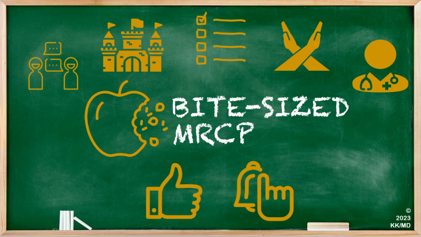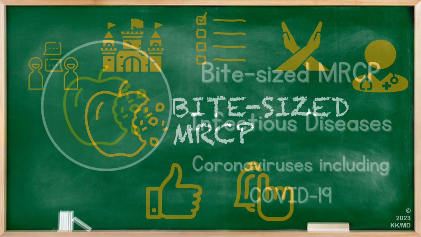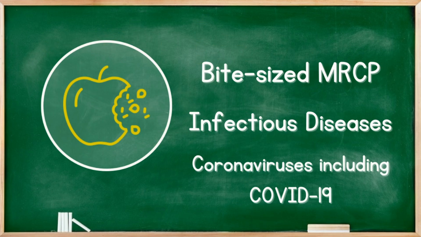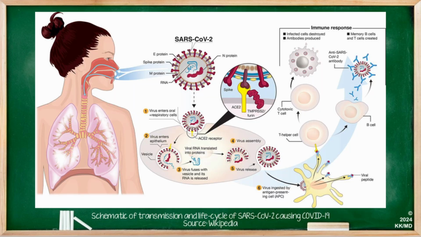Now, without further ado, let's get into today's topic, which is on coronaviruses, including COVID-19, under the section of infectious diseases. So this is a schematic of the transmission life cycle of SARS-CoV-2 causing COVID-19. I'm sure all of you are familiar with this, having gone through the pandemic yourselves, but it's quite a nice version of describing what actually happens when people become infected with this virus.